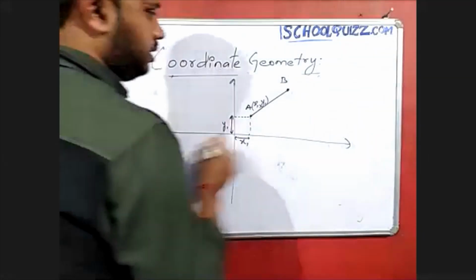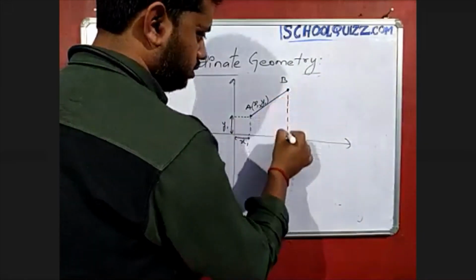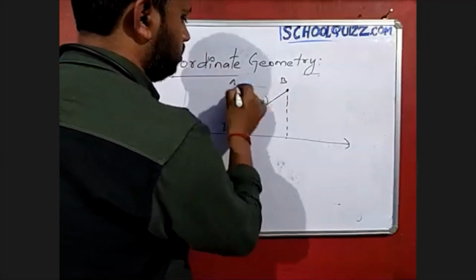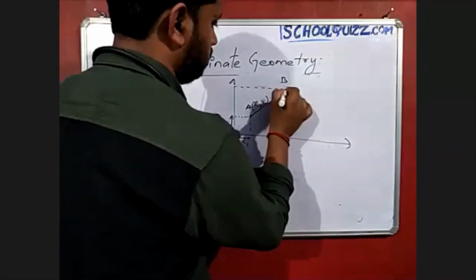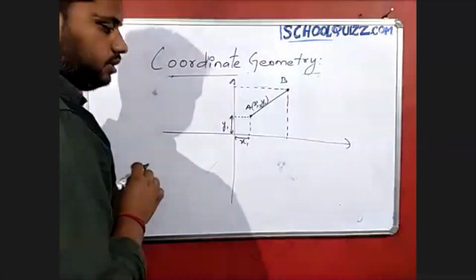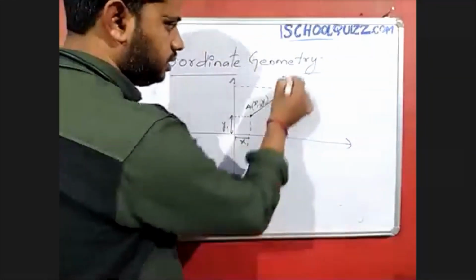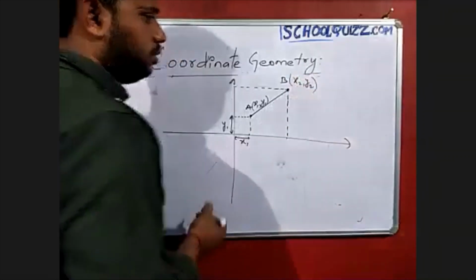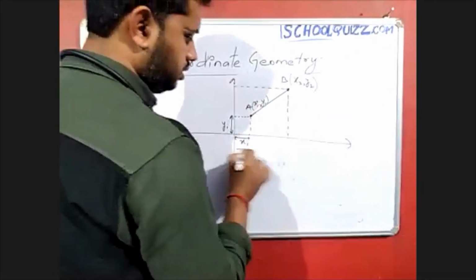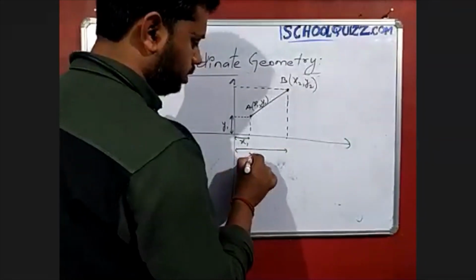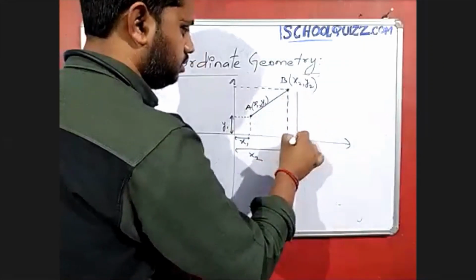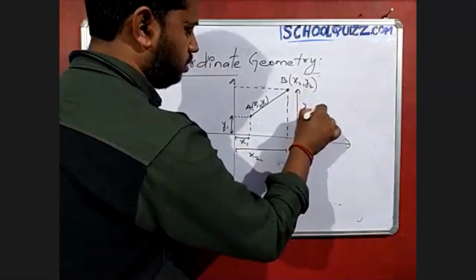Now take this point with respect to the x-axis line and this on the y-axis line. Okay, so let this point be x2 comma y2. So this distance is your x2 and this distance is your y2.